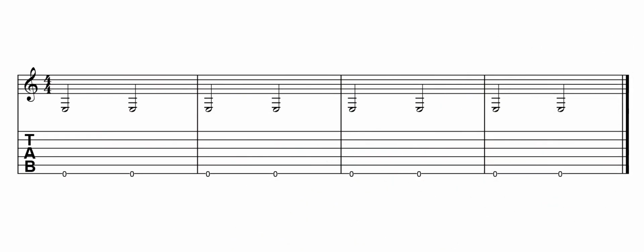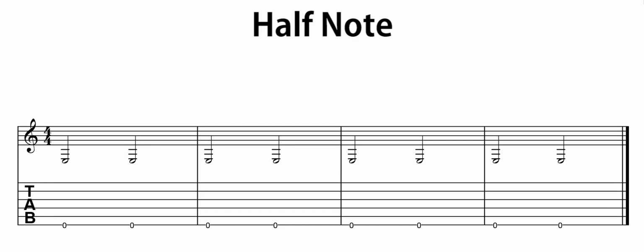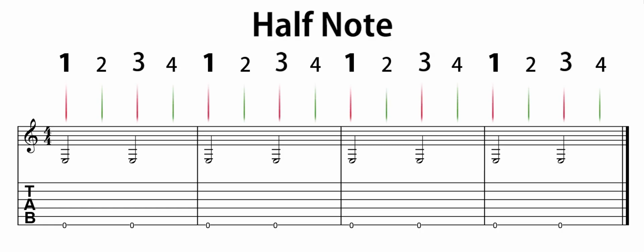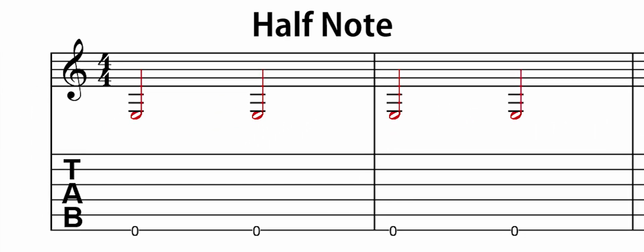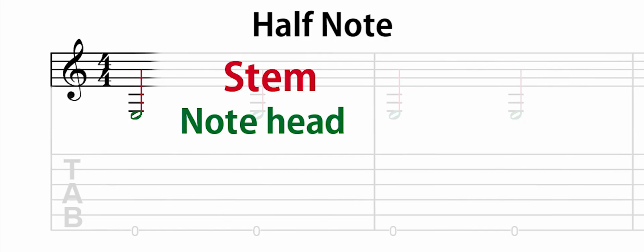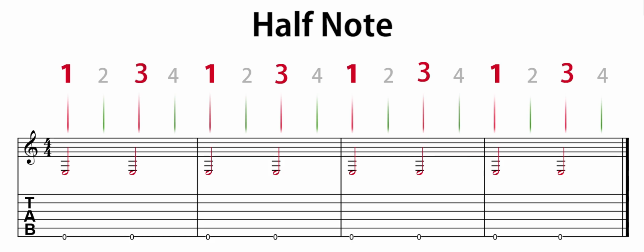The next note value is the half note. As the name implies, this note is half as long as a whole note and lasts for 2 downbeats. The half note is represented by an empty circle, just like the whole note, but it comes with a straight line on its side. This line is called a stem, and the circle is called the note head. The half note will be struck on the first and third downbeats.